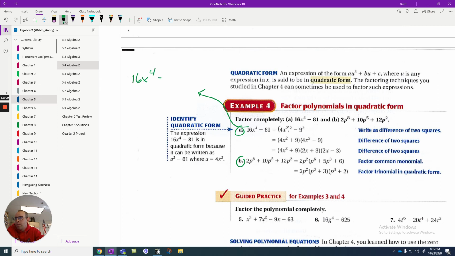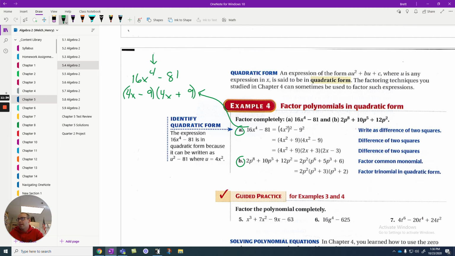16x to the fourth minus 81. This should look a lot like a difference of squares, except that that's a fourth power. It's not an x squared. It's okay. We're going to treat it much like we would a quadratic. It's a difference of squares, so we'd use 4x and 4x. The 81 we'd split as 9 and 9. And of course, because it's a difference of squares, we have a plus and a minus.